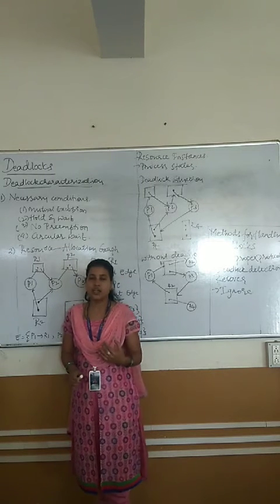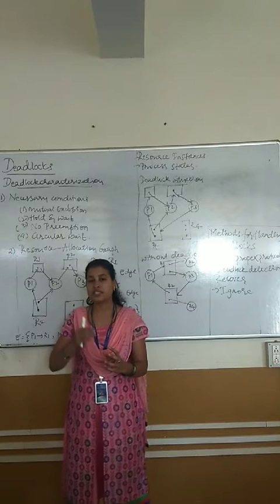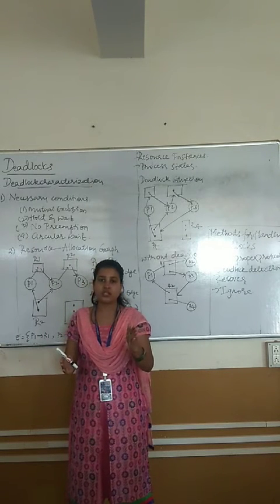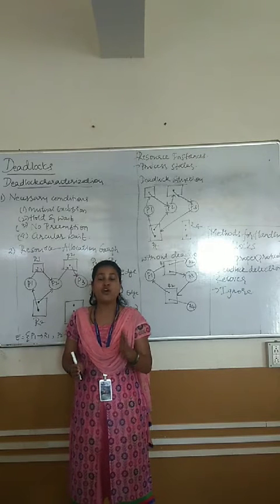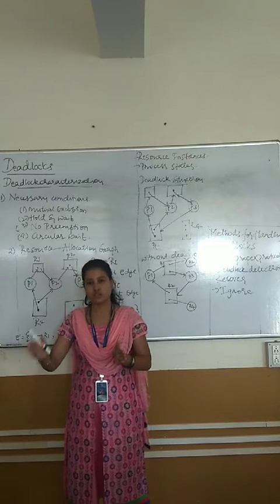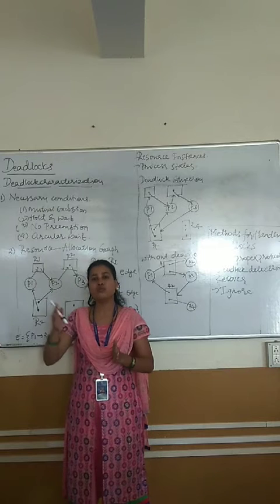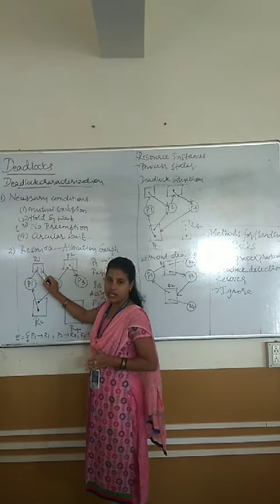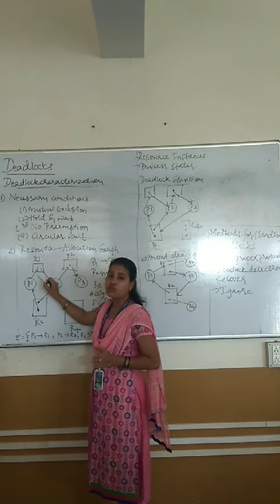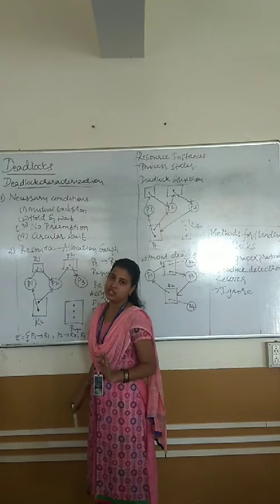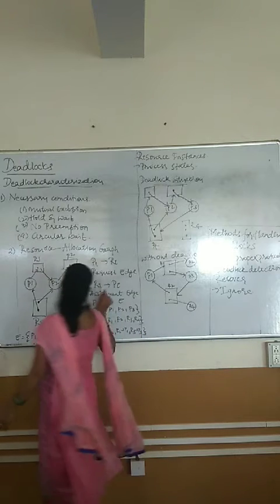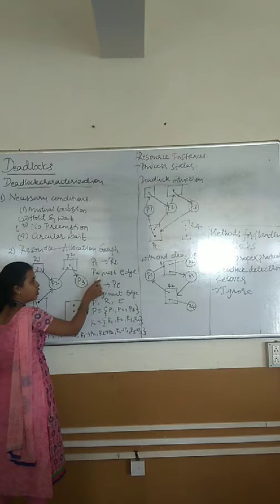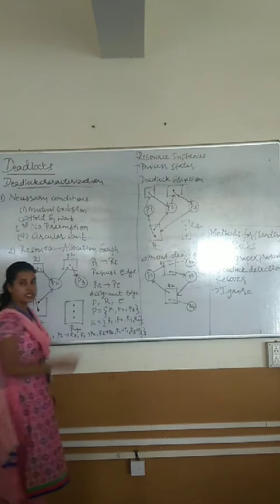What is a request edge? When a process requests some instance of a resource, there will be an edge from the process to the resource. So this edge is called a request edge, from process to resource. That is what I have mentioned here: process Pi is requesting resource Rj. So this is called a request edge.